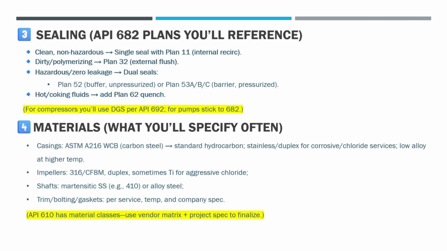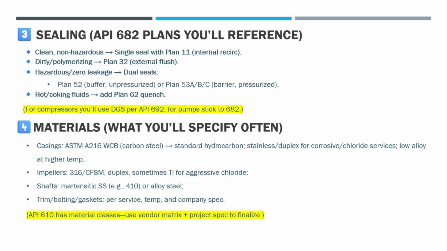Sealing, API 682 plans you'll reference. Seal selection depends on the fluid. Clean, non-hazardous, single seal: Plan 11, internal recirculation. Dirty or polymerizing fluids: Plan 32, external flush. Hazardous or zero leakage: dual seals. Plan 52, buffer, unpressurized. Or Plan 53 A, B, C, barrier, pressurized. Hot or coking fluids, add Plan 62 quench. Remember, for compressors we use dry gas seals, API 692, but for pumps it's API 682.